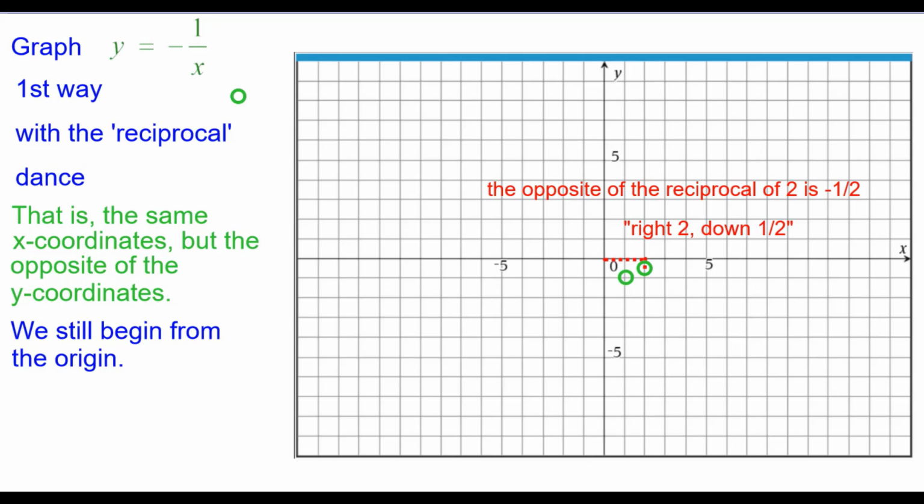Right 2, down a half. The opposite of the reciprocal of 2 is -1/2. And right a half, down 2, because the opposite of the reciprocal of a half is -2.